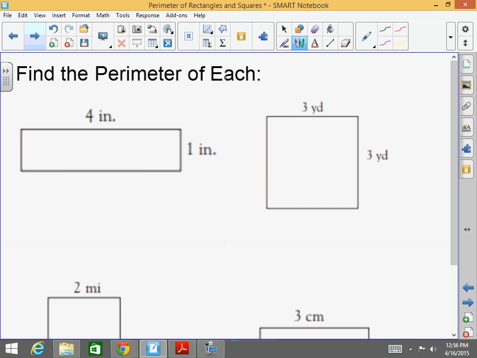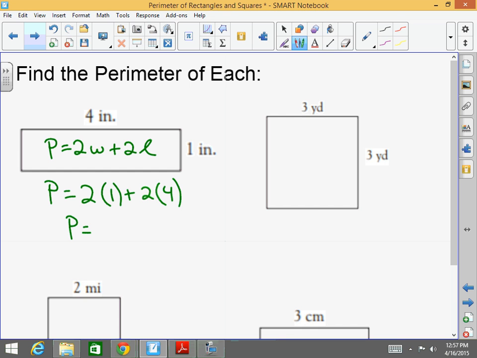Find the perimeter of each. Okay, first off, is that a rectangle or a square? Okay, so the formula for a rectangle is perimeter equals 2 times width plus 2 times length. So this perimeter will equal 2 times, what's the width? 1 plus 2 times, what's the length? 4. So what will my perimeter equal? 2 plus 8, which equals 10. 10 what though? What are the units they're using here? Inches. So perimeter equals 10 inches.